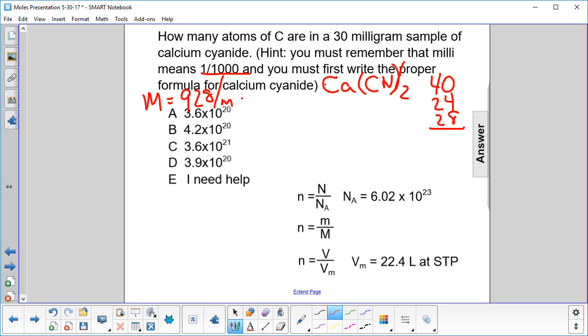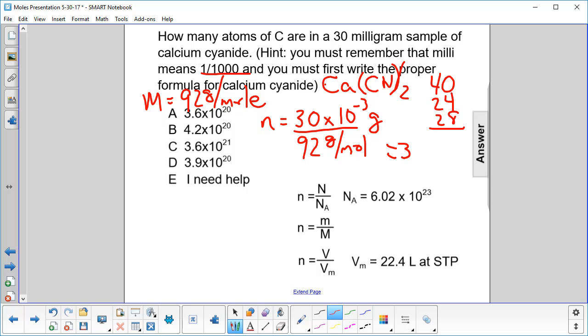mole. So let's find out how many moles we have. So the number of moles is equal to the mass of the sample, which is 30 milligrams. That's 30 times 10 to the minus 3, because that's what 1 over 1,000 equals. We put in 92 grams per mole, and we find out that our number of moles is 3.26 times 10 to the minus 4 moles.